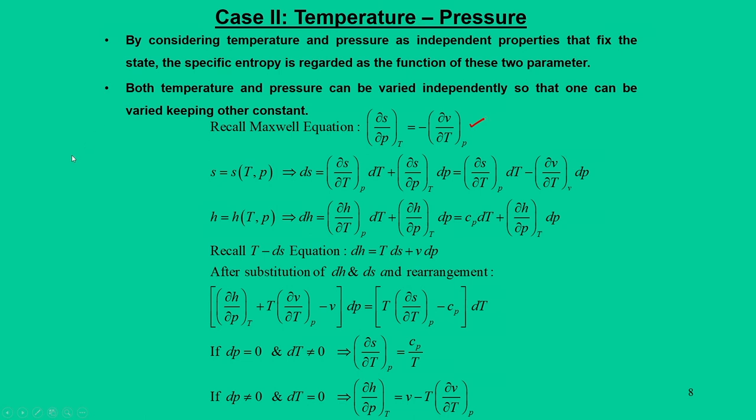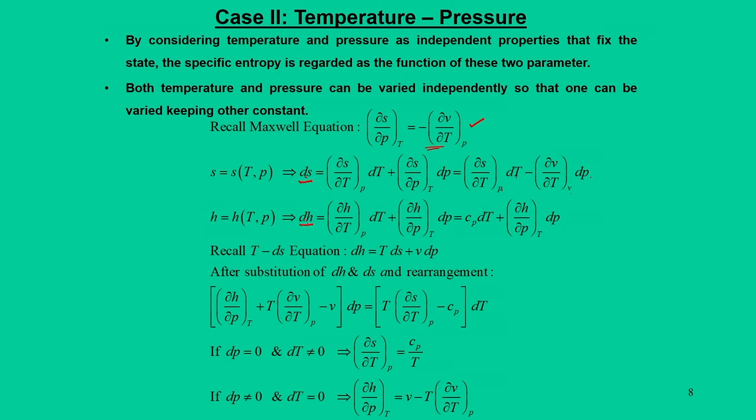Then we start with two parameters, again with entropy s as a function of temperature and pressure. Another parameter of interest would be enthalpy. There it was internal energy, here it was enthalpy. h is considered as a function of temperature and pressure. Now from these equations we can find the exact differential ds and also the exact differential dh. By expanding these equations and using the Maxwell equation, we find two expressions. One is ds equal to ∂s/∂T at constant p dT minus ∂v/∂T at constant p into dp.